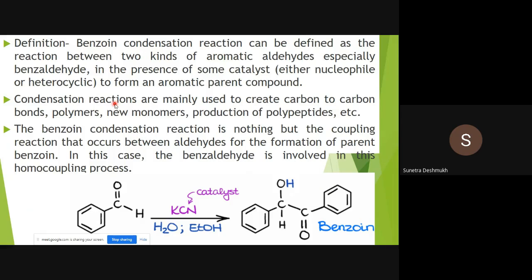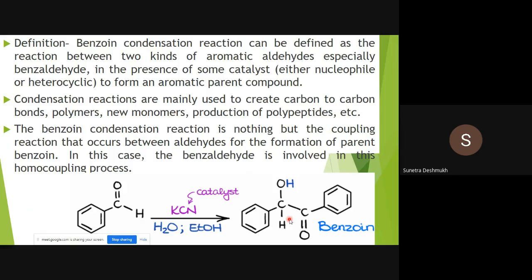So what is the definition of benzoin condensation? The condensation reaction can be defined as the reaction between two aromatic aldehydes, especially benzaldehyde, in the presence of a catalyst, either a nucleophile or a heterocyclic catalyst, to form the aromatic parent compound. Condensation reactions are mainly used to create carbon-carbon bonds, polymers, new monomers, production of polypeptides, etc. Benzoin condensation is a coupling reaction that occurs between aldehydes for the formation of the parent benzoin.